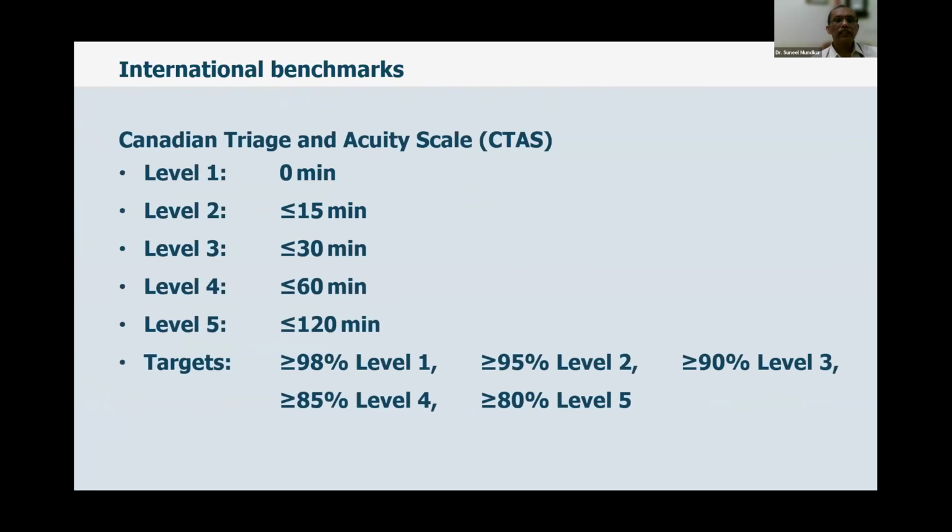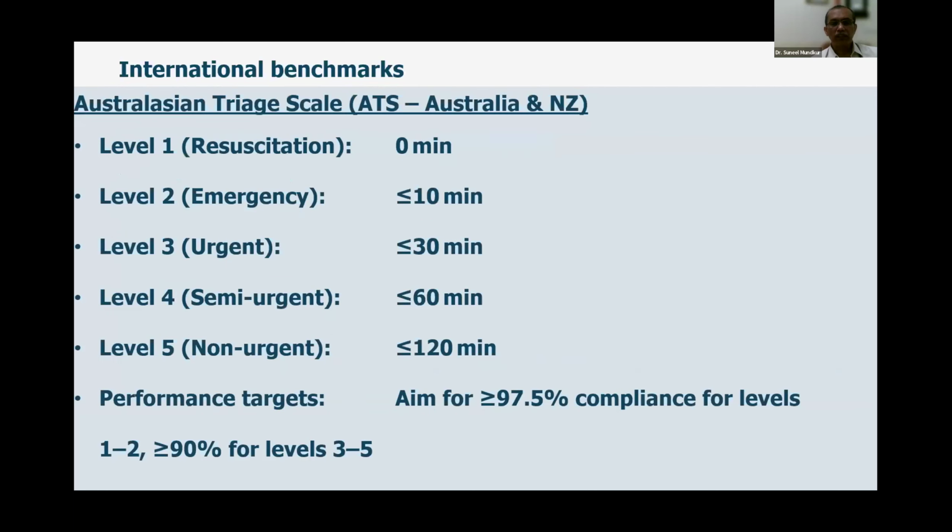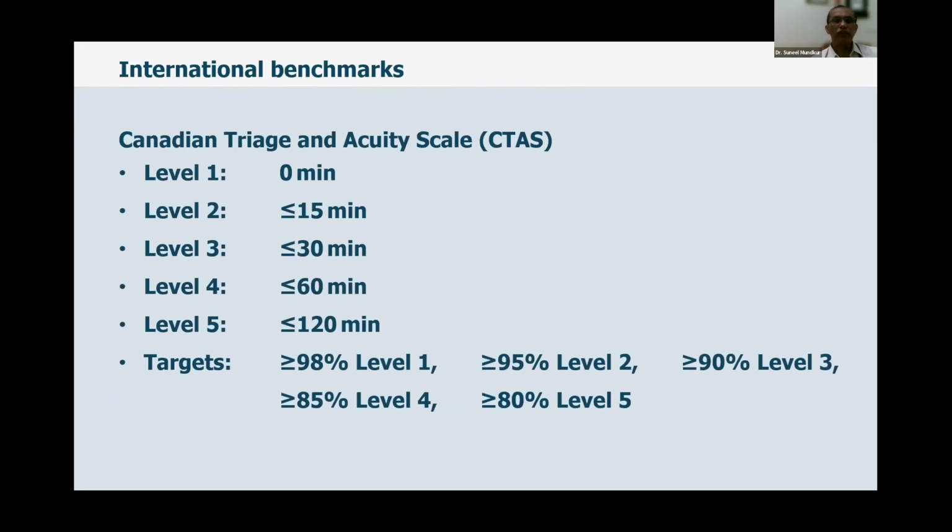A very similar triage system is there in the Canadian triage and acuity scale. Again, the same 5 levels, and almost the same targets, except I think 15 at level 2. Otherwise it remains 0, 15, 30, 60, 120. They are given the targets of more than 98% in level 1, more than 95% in level 2, more than 90% in level 3, more than 95% in level 4, and more than 80% in level 5. So it depends on the seriousness of the patient. You can take a little more time in triaging the less serious patients.